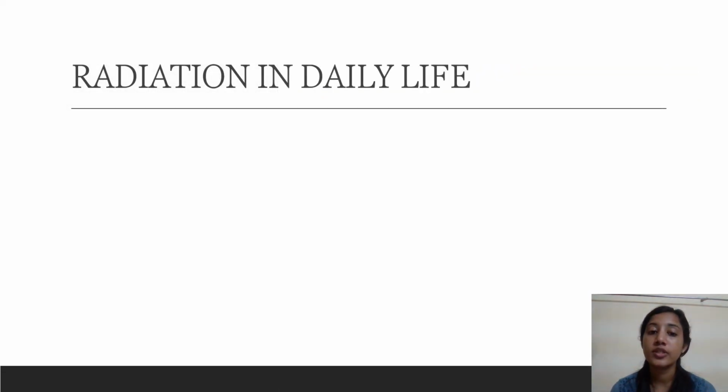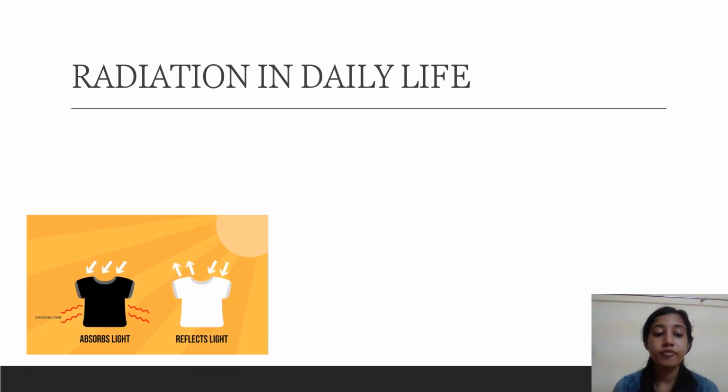So, radiation in daily life. We have heard that if we are wearing a white dress during summertime, we feel less hot, while if we are wearing a black dress, we feel a lot of heat. So why does this happen? This happens because the black color absorbs more light, while the white color reflects light.